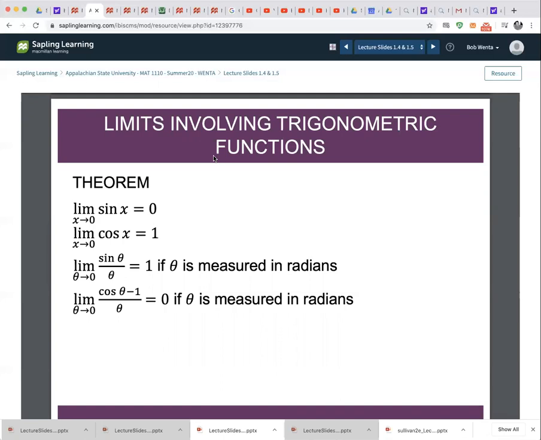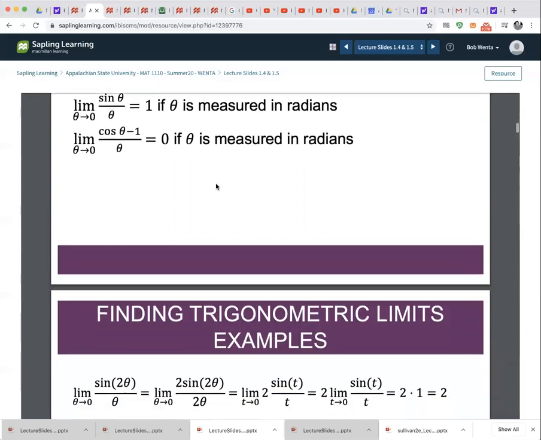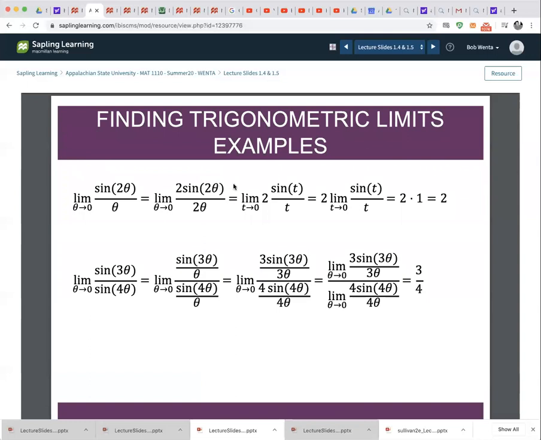The second one, regarding cosine theta minus 1 over theta, is used a little less often. I'm not going to be dwelling on that at all. We're going to ask you some things about the sine theta over theta circumstance, though, so that'll be one to know. And here's a couple of examples. I did something similar in class regarding, I think it was 3 theta. But here's the idea. Theta is going to 0.